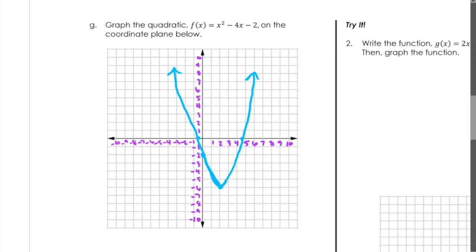It should look more rounded. Mine looks more like a V, but that's okay. Alright, so that's how we graph. Let's move on to try it problem 2.